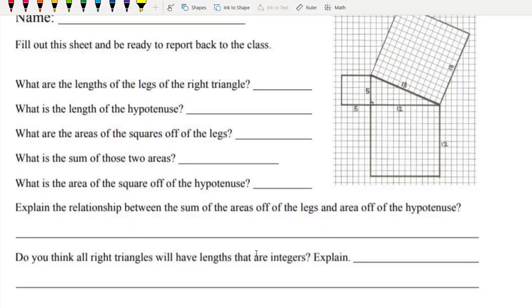What are the lengths of the legs of the right triangle? All right, lengths of the legs. That's a 5, and the other leg is a 12. What is the length of the hypotenuse? It's that one, the longest side, 13. It is also the side that is across from the right angle.